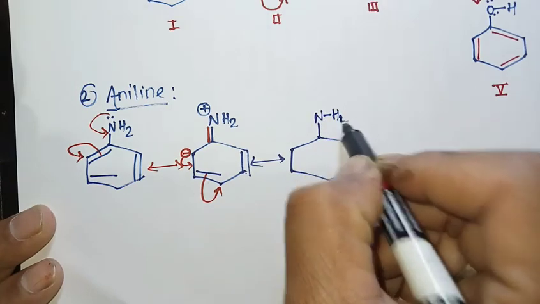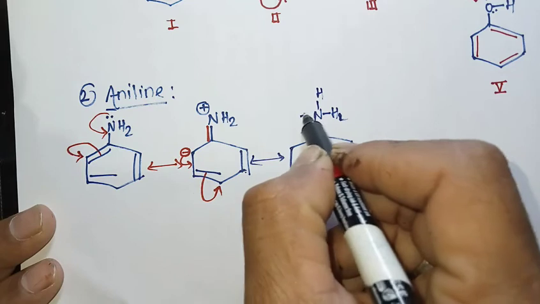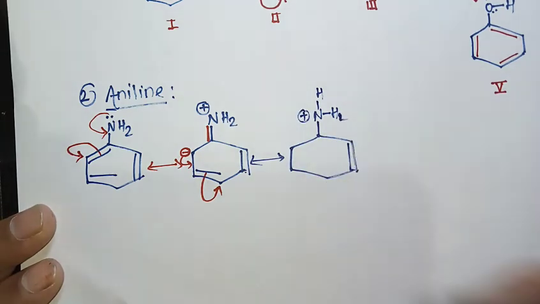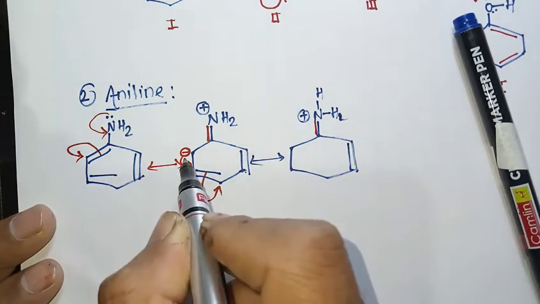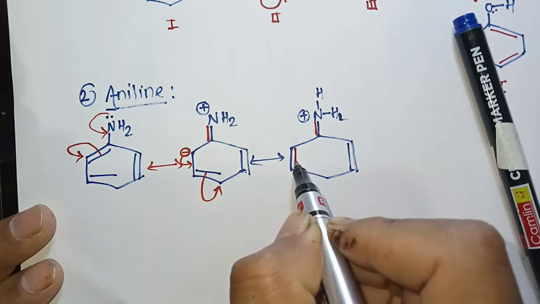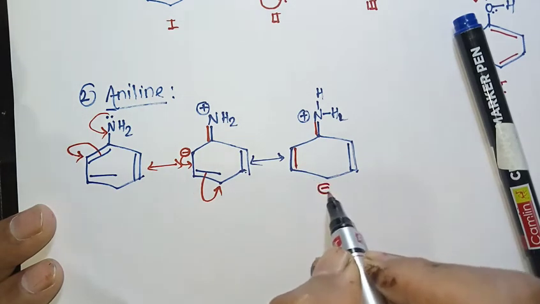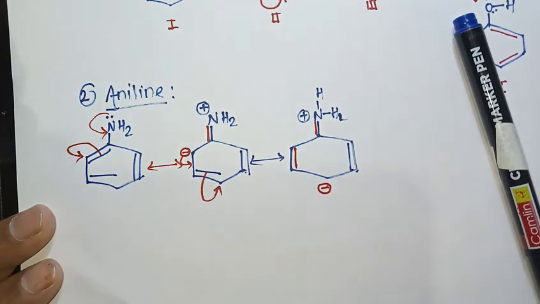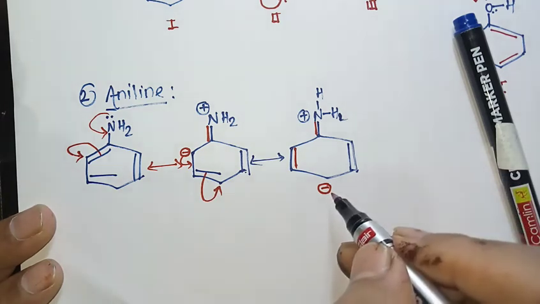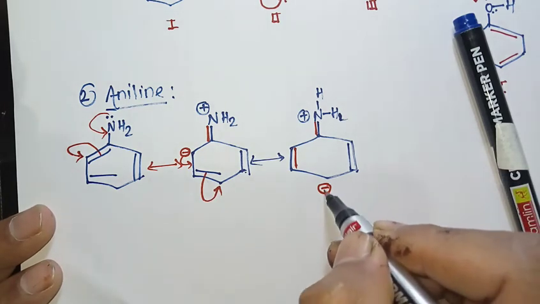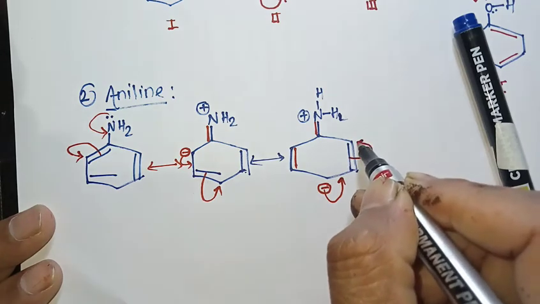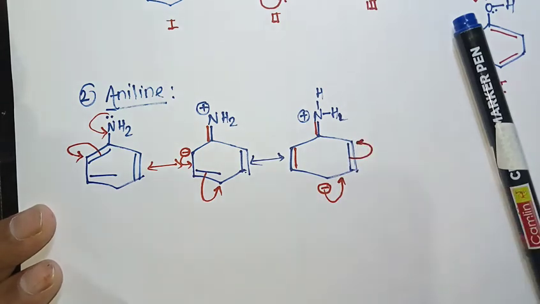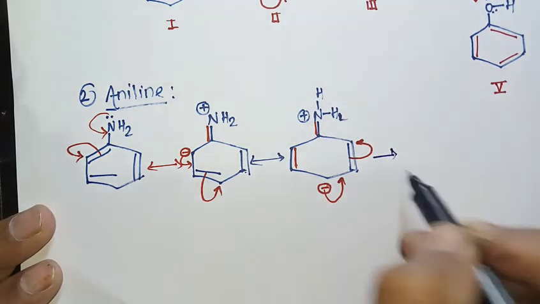NH2 group with a positive charge. A newly formed double bond. This was the second bond and a negative charge over here. Then what happens in the last third step? The negative charge goes here and this pi bond is shifted to carbon fifth. So we get the fourth structure as it is.